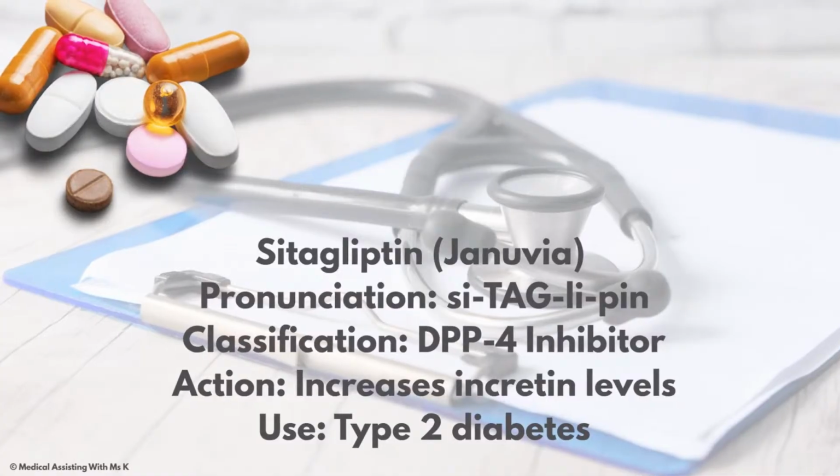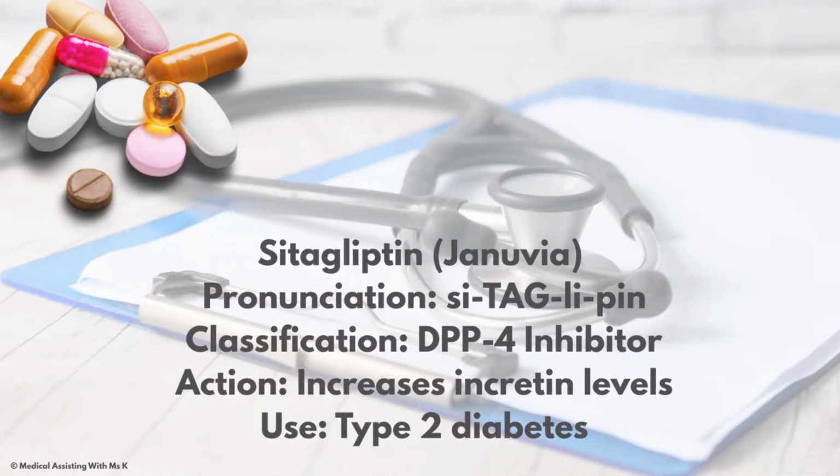Januvia is the next medication. The generic is sitagliptin. Classification is a DPP-4 inhibitor. It increases incretin levels. The use is for patients with type 2 diabetes.